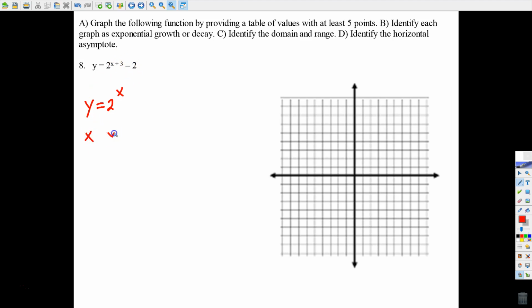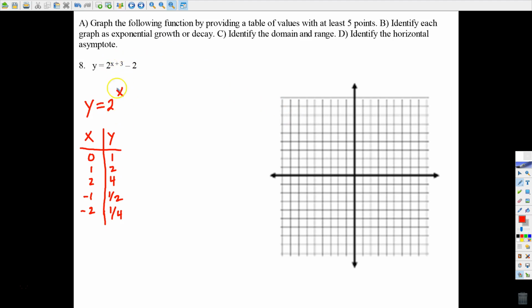First, to give us a table to work with, let's make a quick table for the parent using these inputs: 0, 1, 2, -1, -2. If I let the exponent be 0, 2 to the 0 power is 1. If I let the exponent be 1, 2 to the first is 2. Exponent 2 gives me a y value of 4. Exponent -1, 2 to the -1 is 1/2, and 2 to the -2 is 1/4.